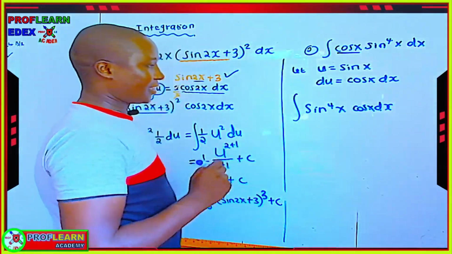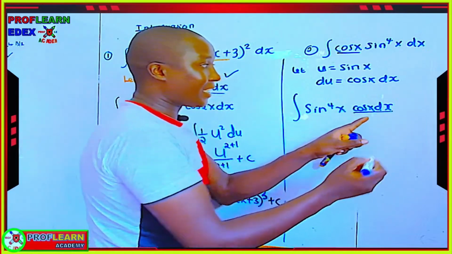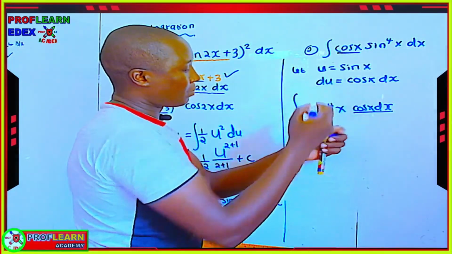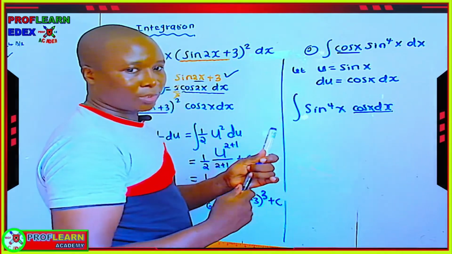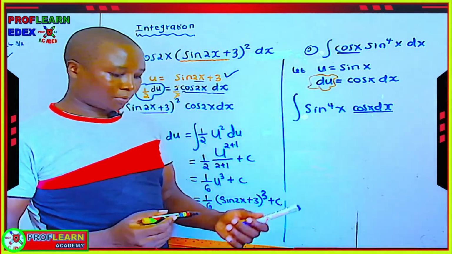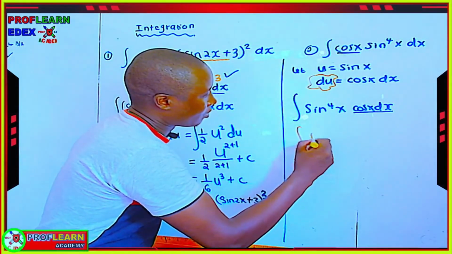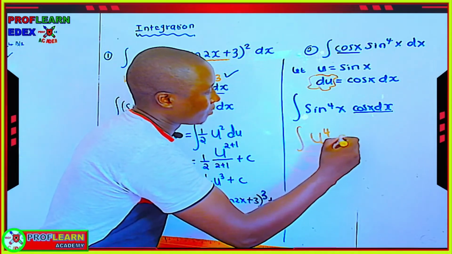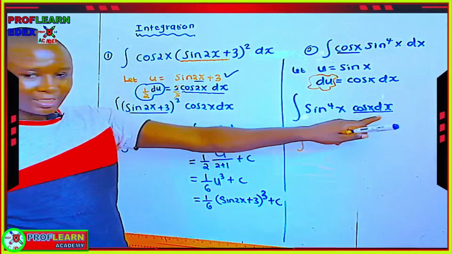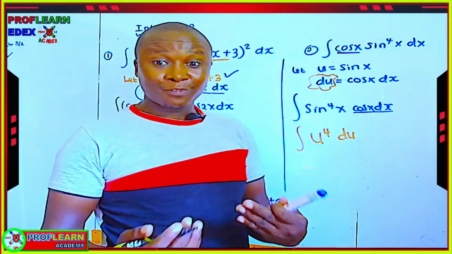Then once we have written it this way, we can substitute because we have cos x dx at this point. You can replace it with this value du that we have at this point. So let's write it in terms of u. This will be the integral of u raised to power 4 du, because cos x dx can be written as du. So we have our integral in terms of u.